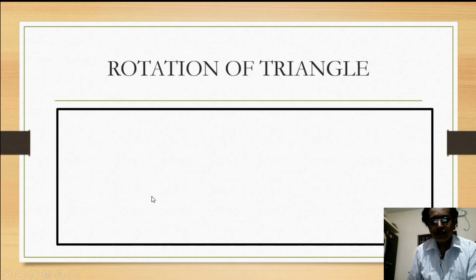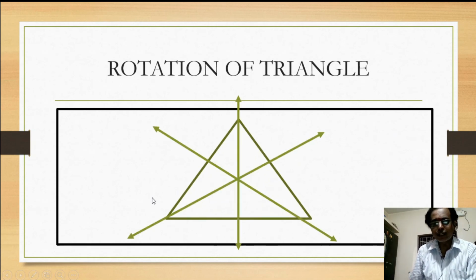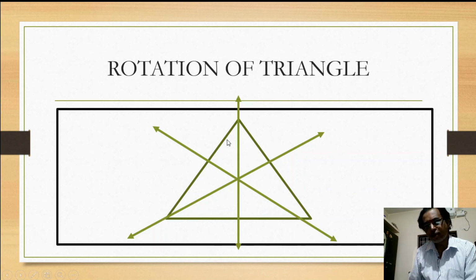Now let us see the rotation of a triangle. I am taking an animation. Here I am taking an equilateral triangle and these lines are the medians, and they meet at a point. Through this point, if you rotate it 1, 2, 3, three times, it seems the same as the original shape. So that's why this has order 3, rotational symmetry of order 3.